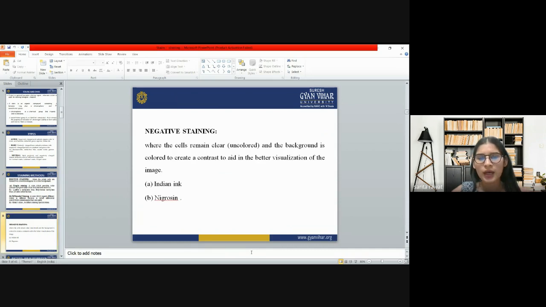Coming to the next part, we have negative staining. Negative staining is where the cells remain uncolored and the background is colored to create a contrast, to aid in better visualization of the image. For example, we have Indian ink and nigrosin ink.